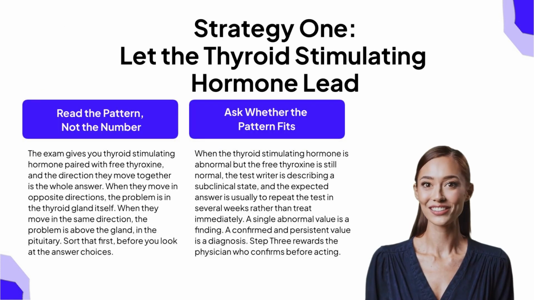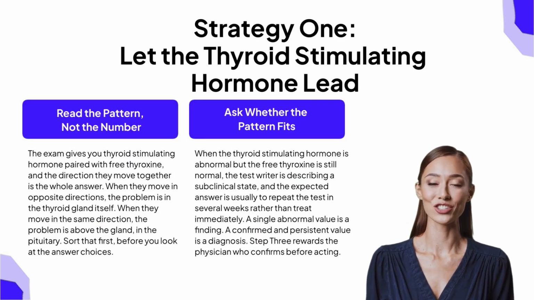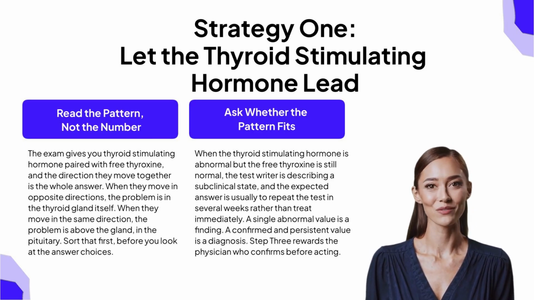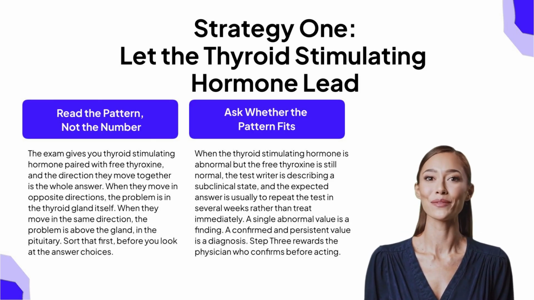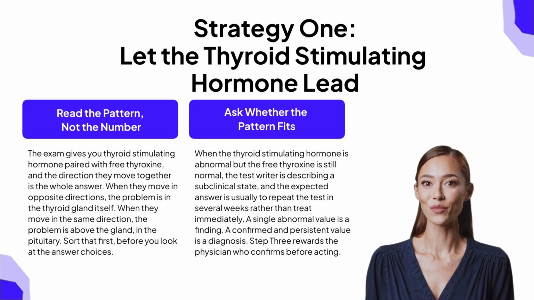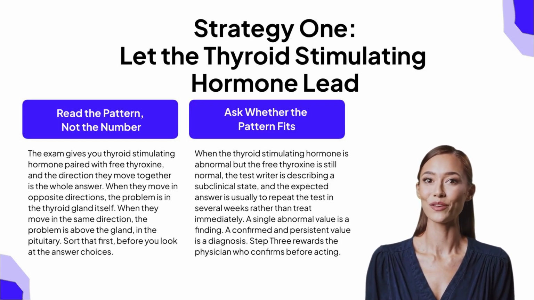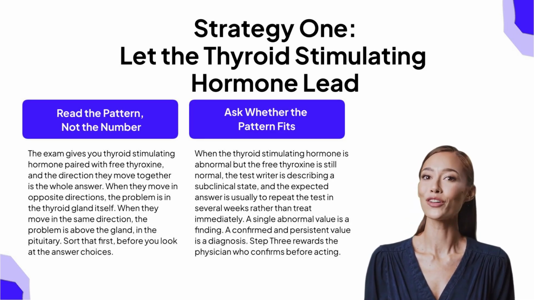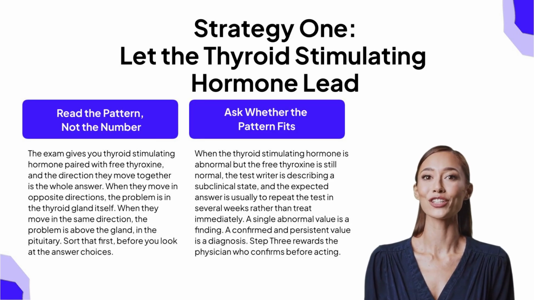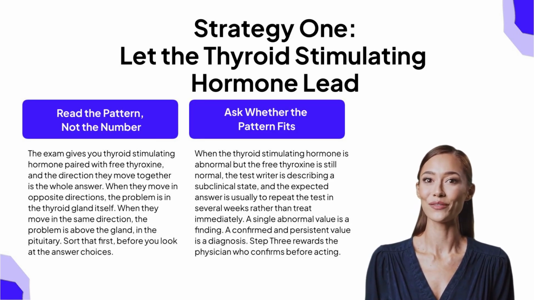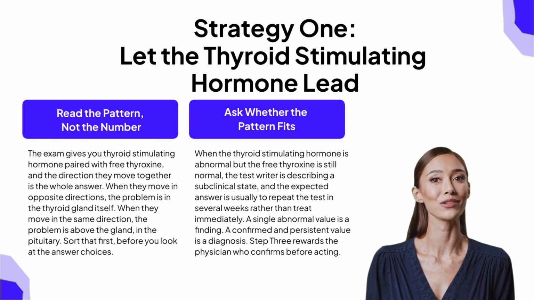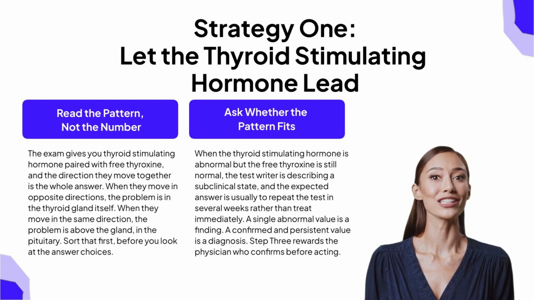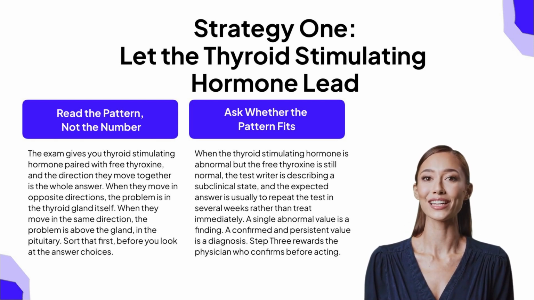Our first strategy is to let the thyroid-stimulating hormone lead you. You're almost always given two numbers, the thyroid-stimulating hormone and the free thyroxine, and their relationship is the whole answer. When they move in opposite directions, one high and one low, the problem is in the gland itself. That's primary disease, the vast majority of what you'll see. When they move the same direction, both high or both low, the problem is above the gland, in the pituitary. That's central disease, rare, which is exactly why it's tested.